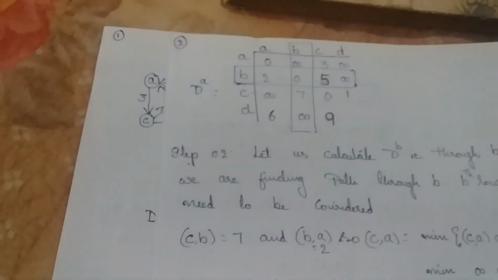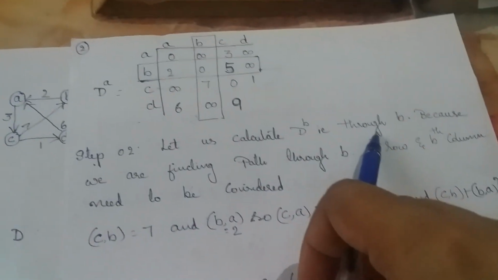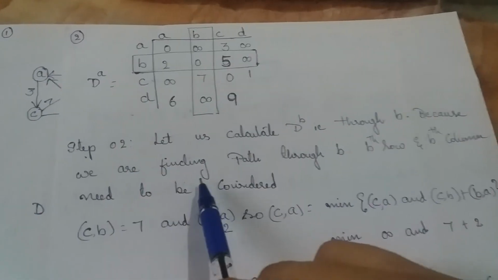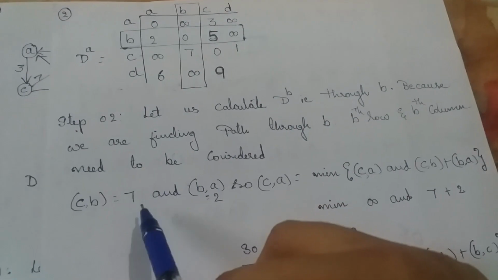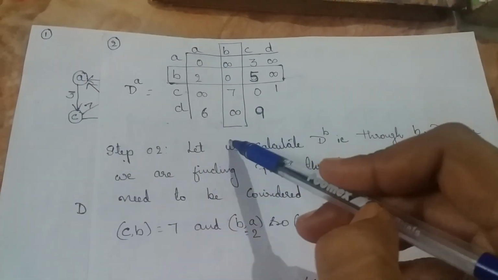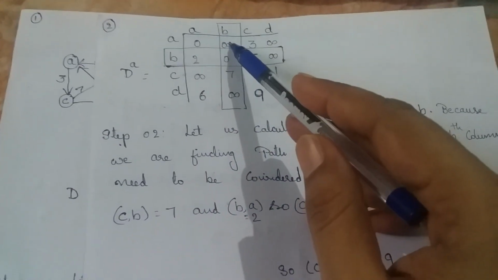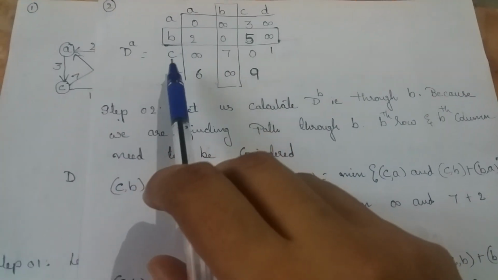Now similarly in step 2, let us calculate D of B, that is, through B. All the paths which are reaching through vertex B. Because we are finding paths through B, the B-th row and B-th column need to be considered. Now you can see here I have considered the B-th row and B-th column. Now here C to B.